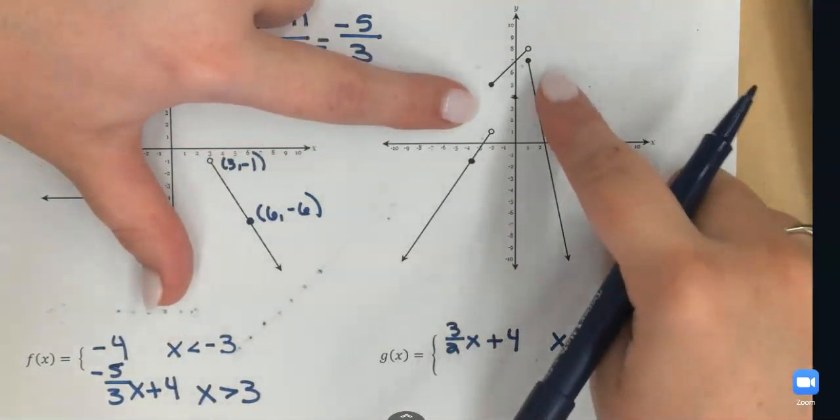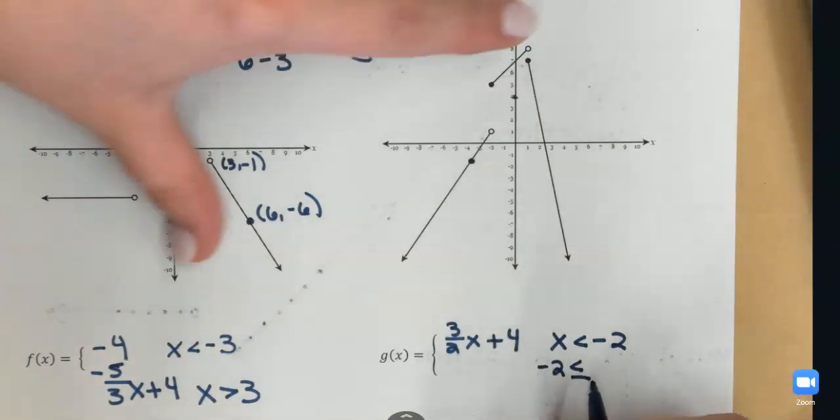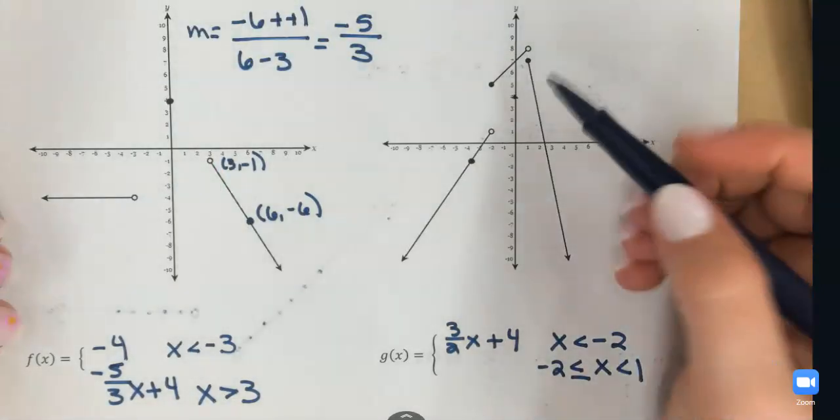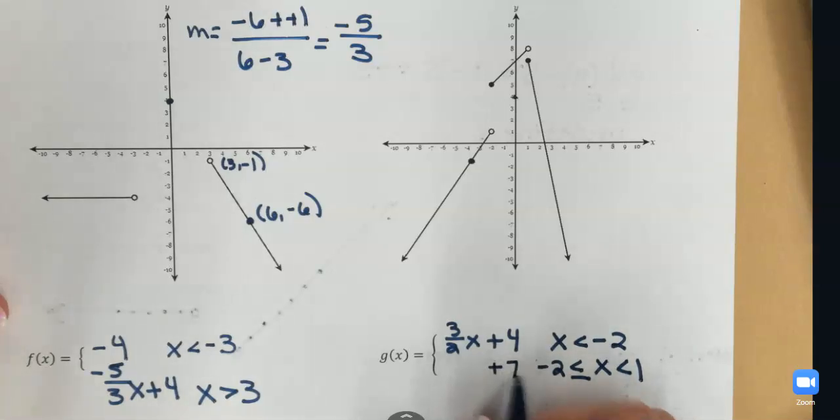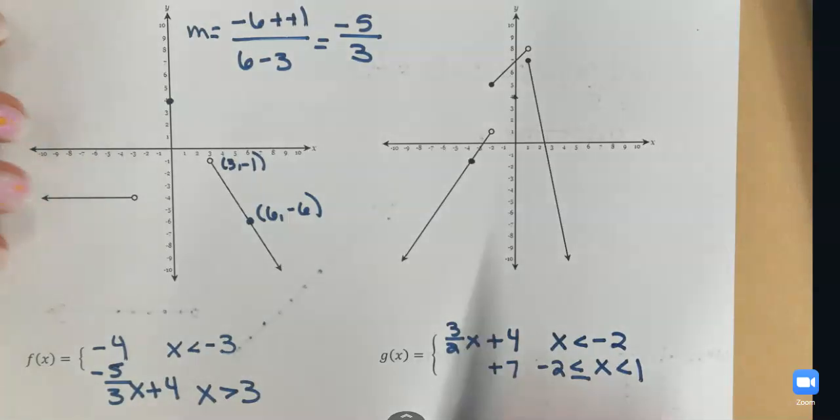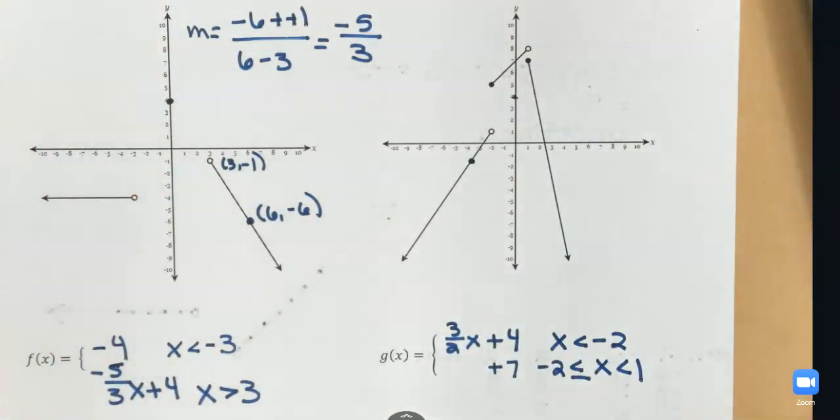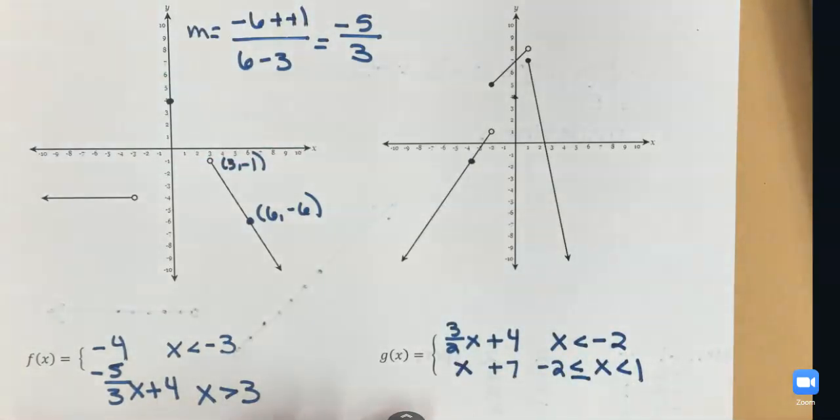For my next equation, I'm going from closed circle at -2 to open circle at 1. So there is my domain. And I can already see that it crosses the y-axis at 7, so I know that's going to be my y-intercept. Now I just need to find the slope. And this is actually just going up 1 and over 1 every time. So it's just going to be x plus 7.